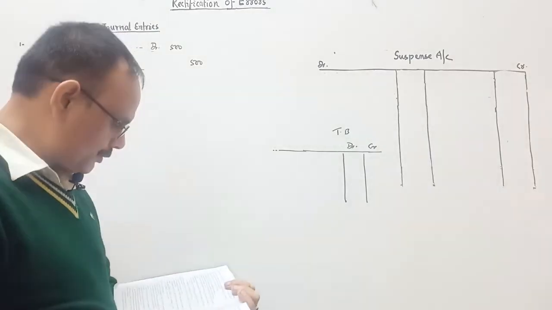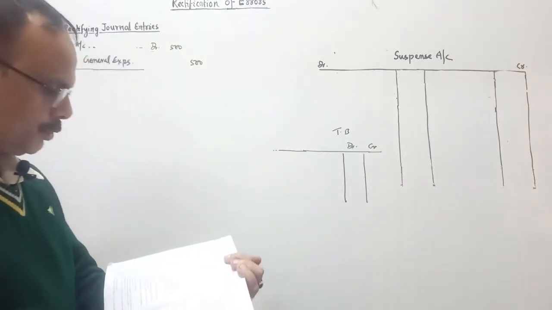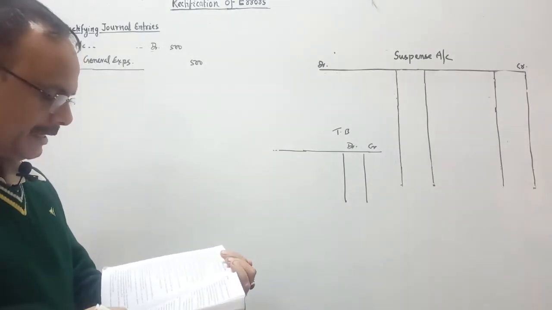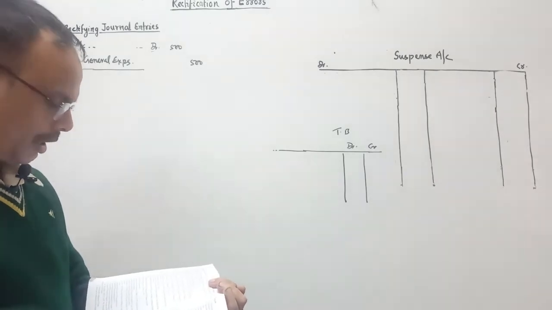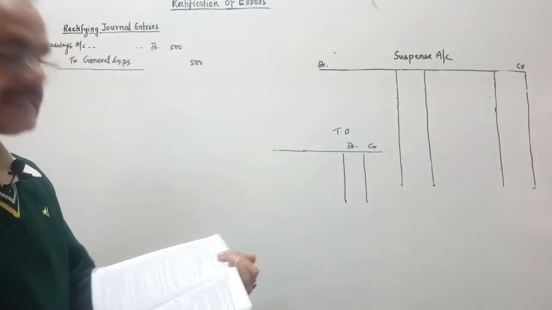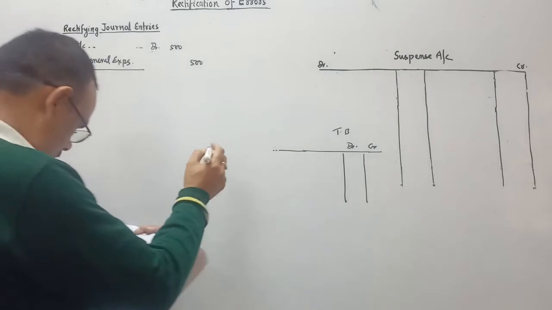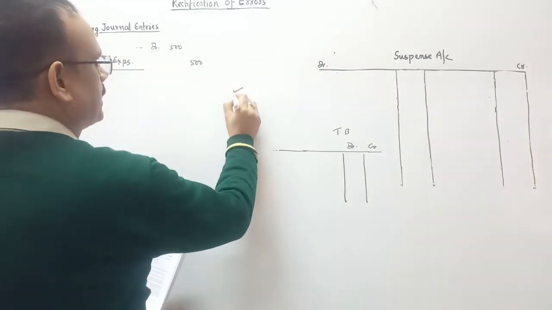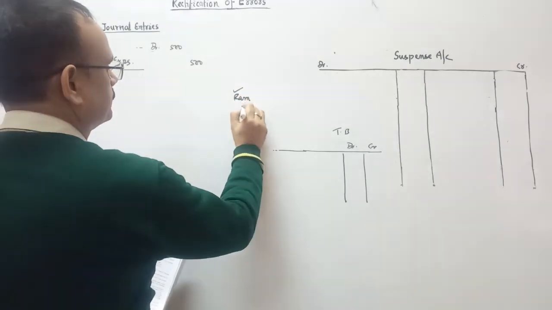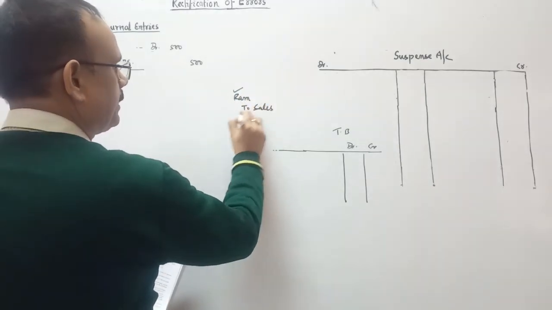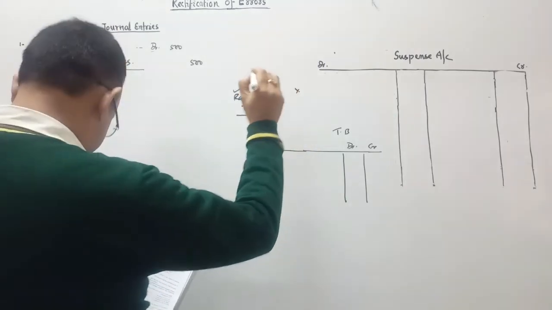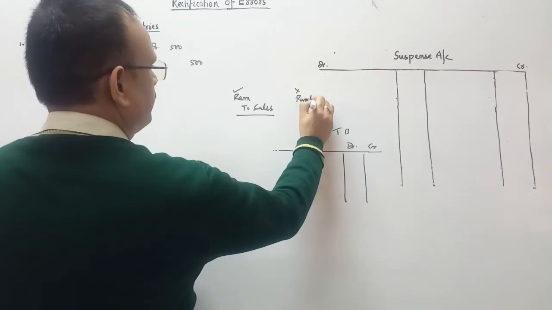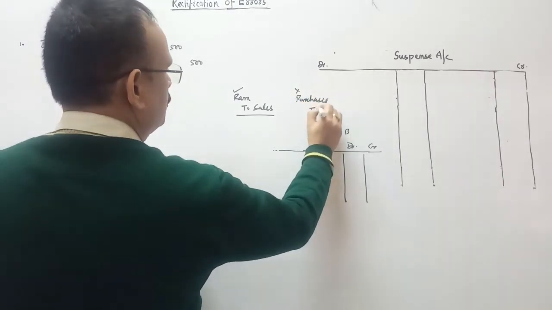Now coming to the next: goods sold to Ram 300 have been entered in the purchase book. However, account of Ram stands correctly posted. So goods sold to Ram, right entry is Ram account debit to sales account. But wrongly it is recorded in the purchase book like this: purchase account debit to Ram account.